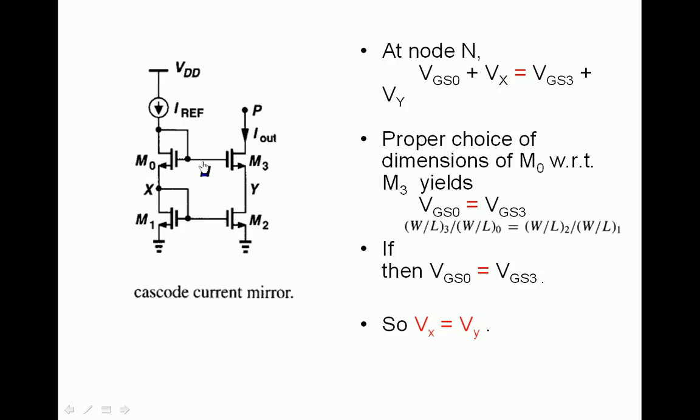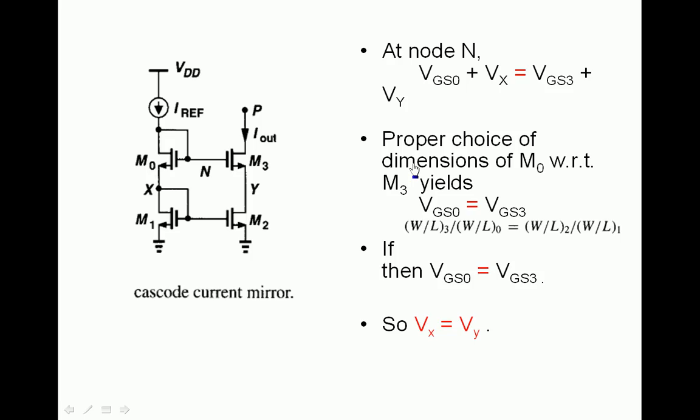Remember that one. So at node N, you can calculate the voltage across node N by going through M0 and M1 as well as by going through M3 and M2. In that way, at node N through M1 and M0, VGS0 plus VGS1. VGS1 is nothing but Vx. So at N, with respect to left hand side, VGS0 plus Vx. With respect to right hand side, it is VGS3 plus Vy.